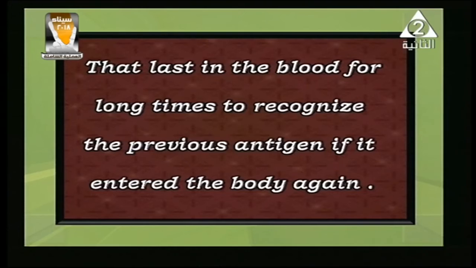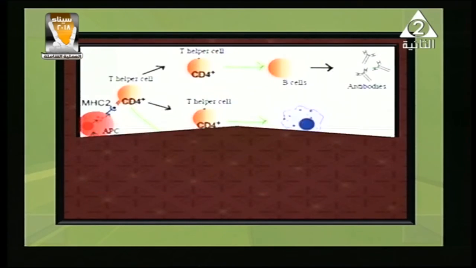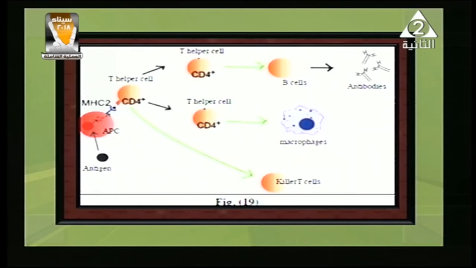These memory cells stay in the blood for a long time to recognize the previous antigen if it re-enters the body again, as we said before, just to recognize it and collect information about it. And we have here a picture to show us the mechanism of invasion by bacteria or pathogens, and how the memory cells remain inside the blood for a longer time after the infection.